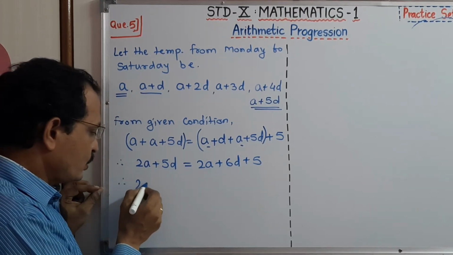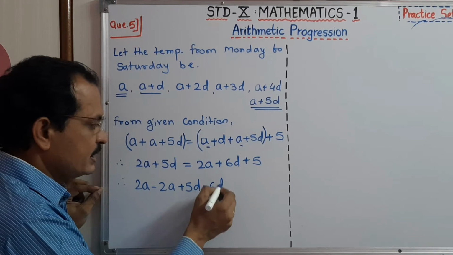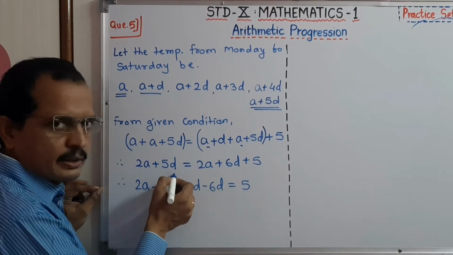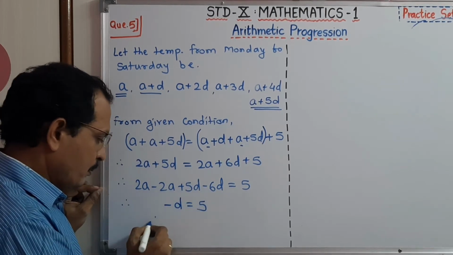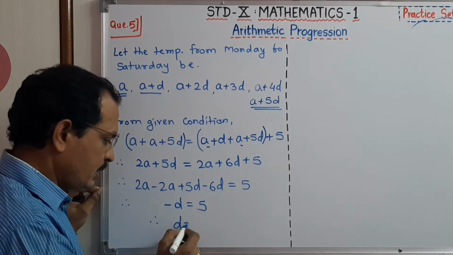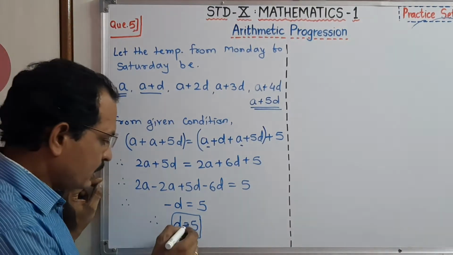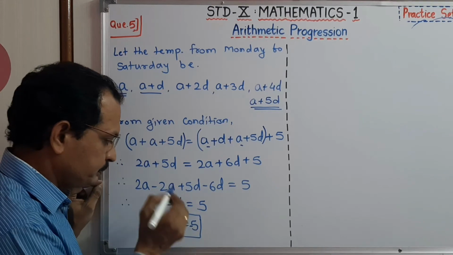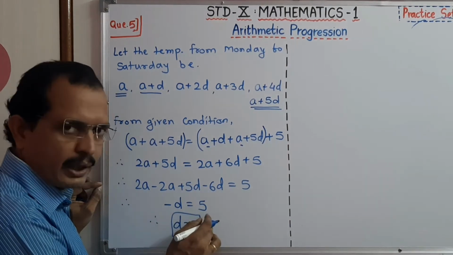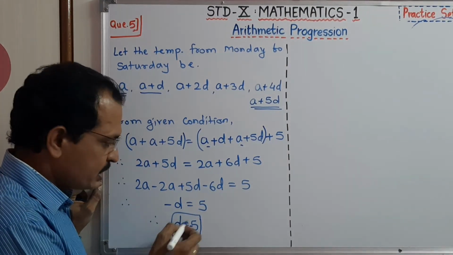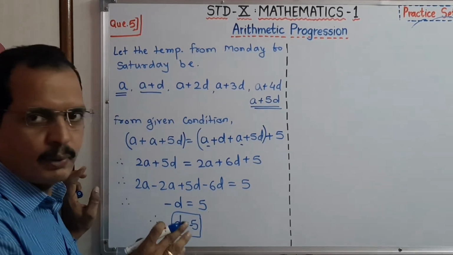Now dear student, 2A minus 2A plus 5D minus 6D is equal to 5. We take this out here. Now see here, it is 0, minus D is equal to 5. Got it? Minus D is equal to plus 5. We multiply with minus 1 on both sides. This minus D will be plus D and this plus 5 will be minus 5. That means we got the value of D is equal to minus 5.